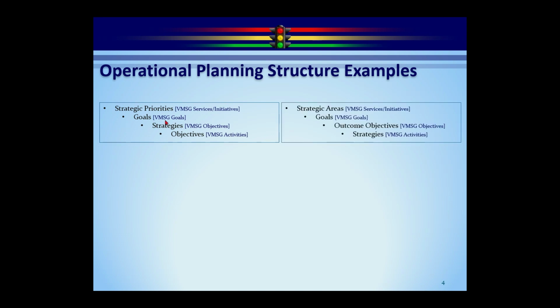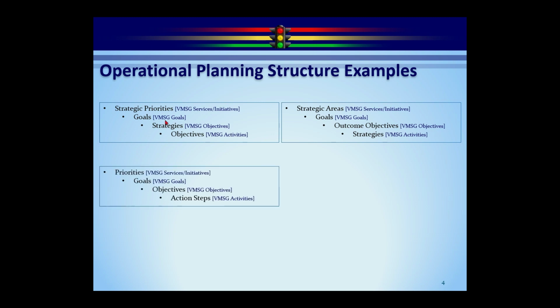Strategic areas is a pretty good definition of your services or initiatives. Goals, outcome objectives. I really like that term because the objective is the outcome we're trying to accomplish here. Strategies are the activities. So how are we going to get to the objective? So that one's pretty good.